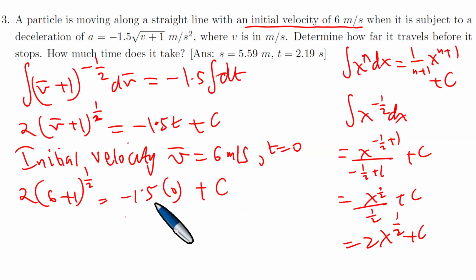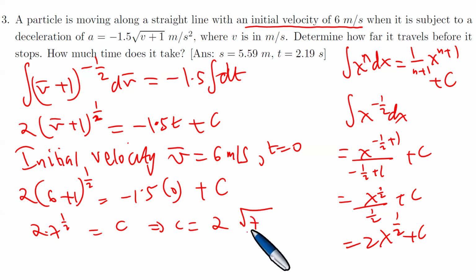So 1.5 by 0, and this is 7 to the 1/2 c. C is double the square root of 7. That is it. C is double the square root of 7. Okay. We found the arbitrary constant of integration C from the initial conditions that the initial velocity is 6 meters per second when it's subject to a deceleration of this. But you see, this is the initial velocity of 6 meters per second at time 0, and hence initial.